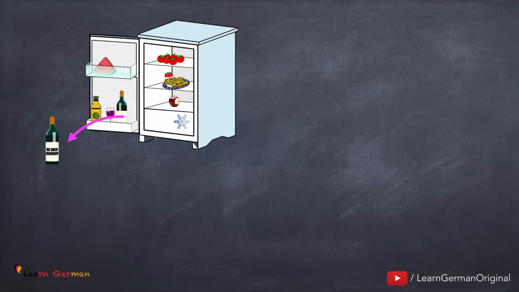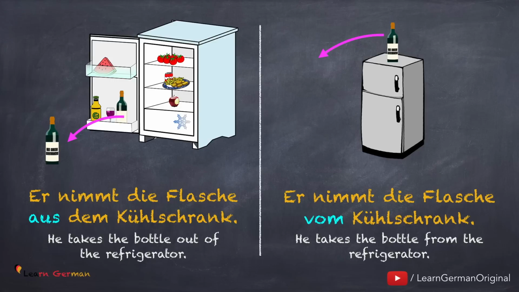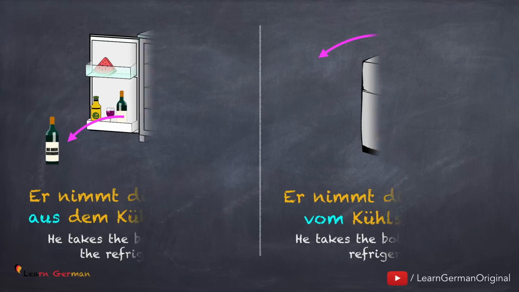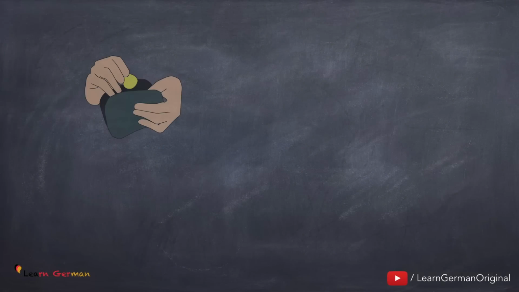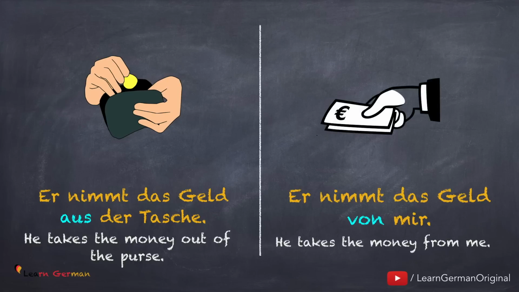Here's another example. The bottle was in the refrigerator. Hence, nimmt die Flasche aus dem Kühlschrank. In the second sentence, the bottle is not inside the refrigerator but on top. Hence, you will say, nimmt die Flasche vom Kühlschrank. Here's another example. Nimmt das Geld aus der Tasche. Nimmt das Geld von mir.